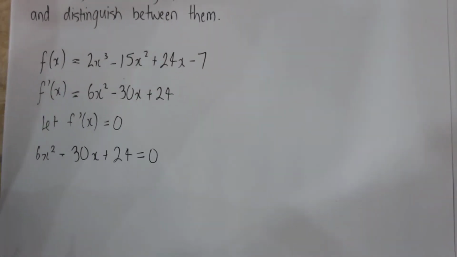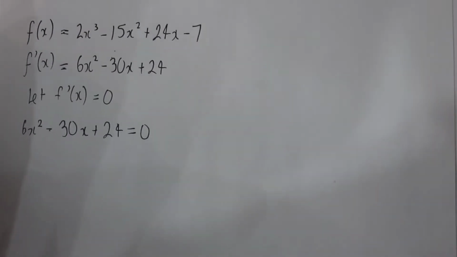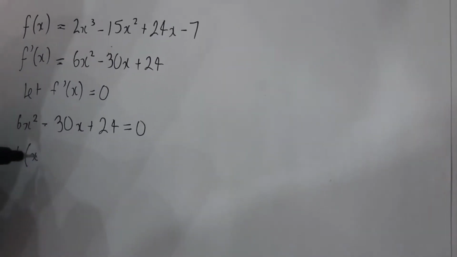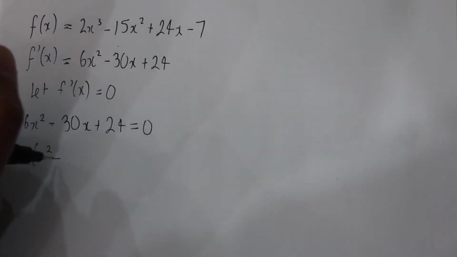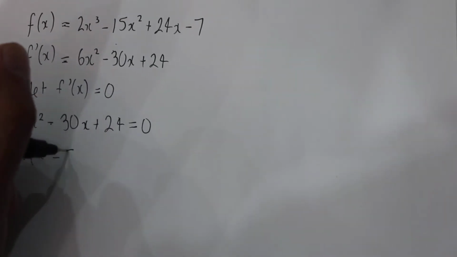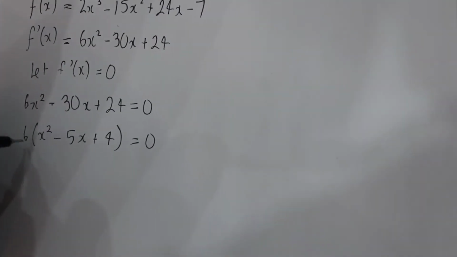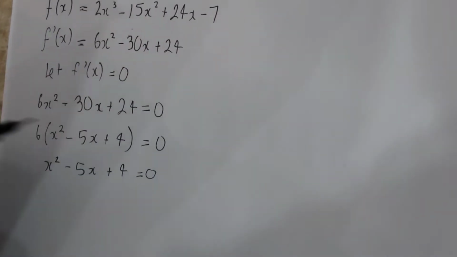equals 0. Now we need to factorize this in order to find the x components. We can take out 6 as a common factor, as it is a factor of all of the numbers. If we take 6 out, we get 5x, and taking 6 out of 24, we get 4, equals 0. In other words, if you divide through by 6, you're left with x squared minus 5x plus 4 equals 0.